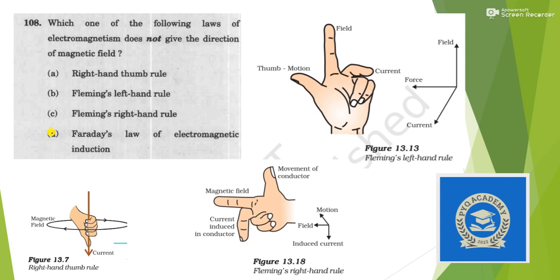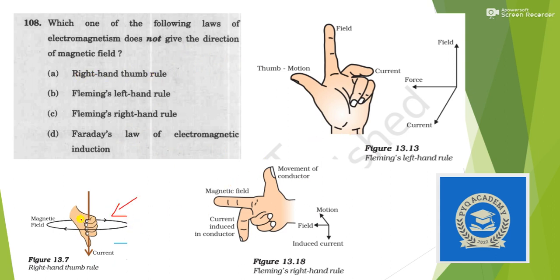Which one of the following laws of electromagnetism does not give the direction of magnetic field? The options are right hand thumb rule, Fleming's left hand rule, Fleming's right hand rule, and Faraday's law of electromagnetic induction. This is a very good question because the examiner is checking the knowledge of each and every hand rule. Okay, I took all these images from NCERT. So let's go through the first option, right hand thumb rule. Okay, right hand thumb rule is this.